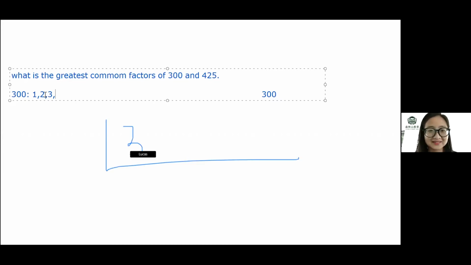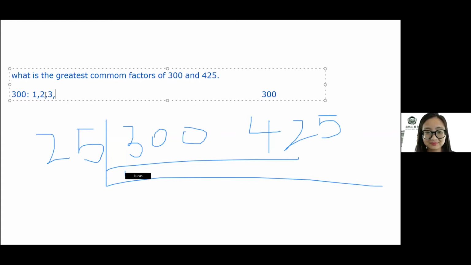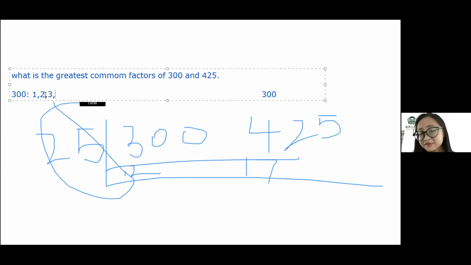We put 300. Okay, good. And then we put 425. Okay, very good. And now you need to find something that both can divide into, right? Yes, that's a good method. Put 25, and this becomes 12. The 300 becomes 12, and the other is empty, so there's no divider that can divide the two. So it's 25 here. This is a very good method.